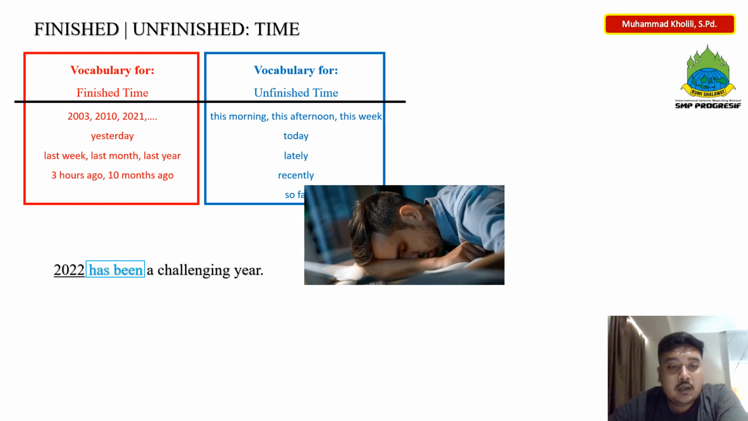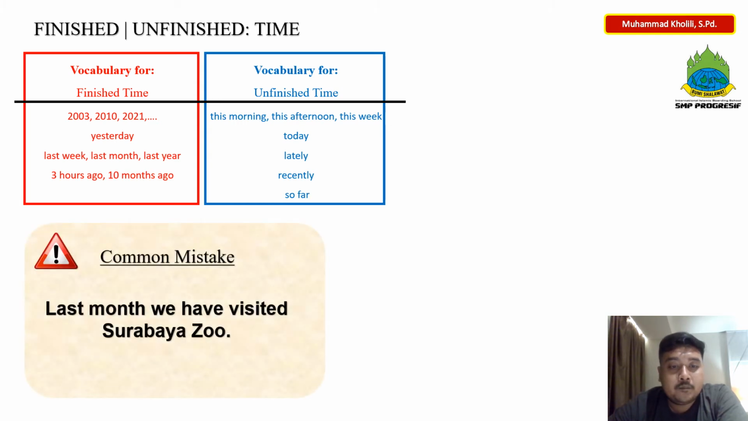2022 has been a challenging year. 2022 is unfinished time, so we could use the present perfect. While if we are in the future, we can say 2022 was a challenging year. Aha, the common mistake: Last month we have visited Surabaya Zoo. The correct one: last month we visited Surabaya Zoo.